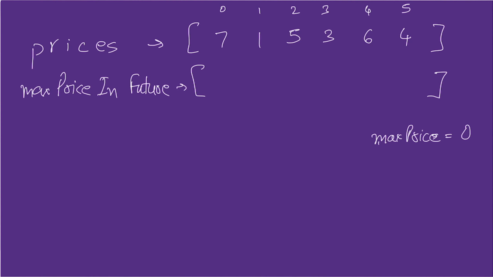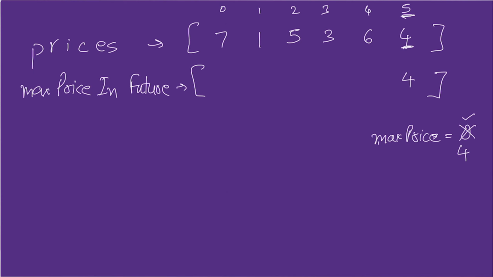So if we start our iteration, we start from day 5, which is from the end, and then we look at the price for that day, which is 4. Now is 4 the max price we have seen so far? And yes, it is. So we update this max price to be 4, and then we basically take this max price and populate this array max price in future and put 4 here.